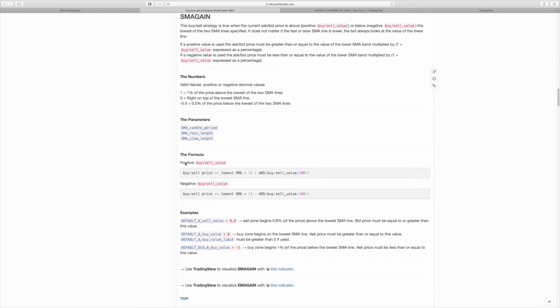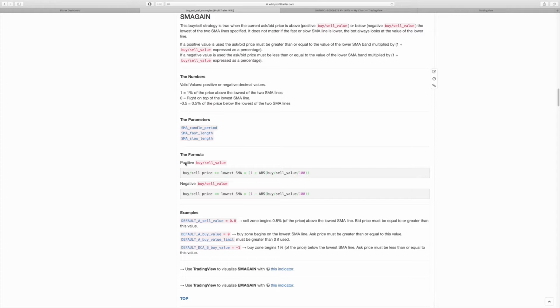So the buy and sell strategy is true when the current ask and bid price is above a positive buy or sell value or below a negative buy or sell value of the lowest of the two SMA lines specified. Okay, so the interesting part about this, what it's really saying is that whatever you set for your buy value, it's going to determine the threshold below or above the lowest of the two SMA lines specified in your chart.